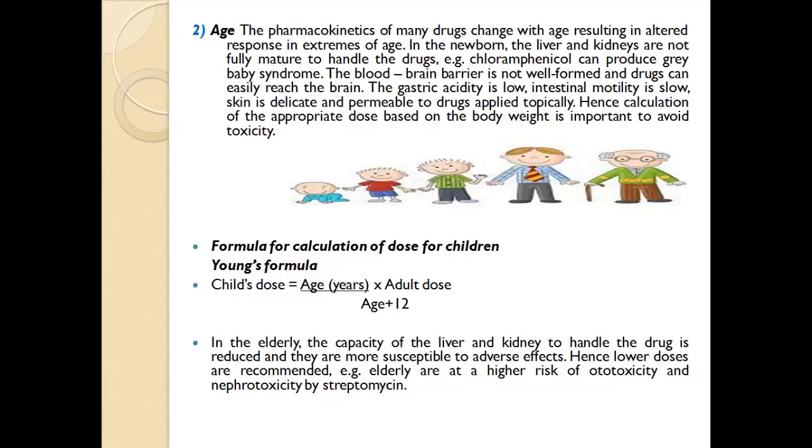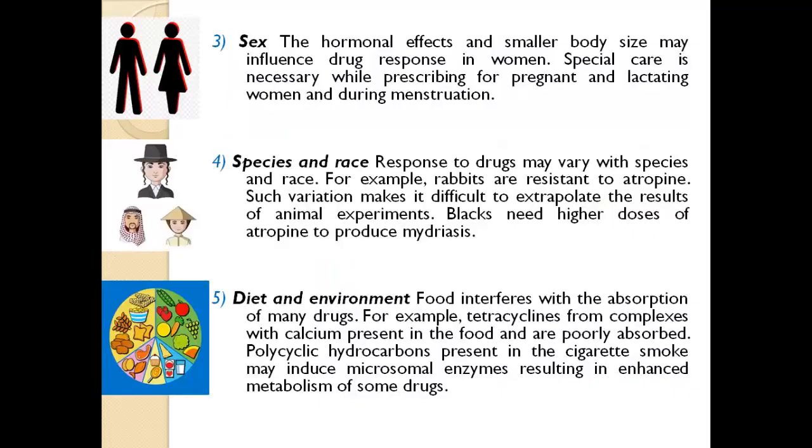In the elderly, the capacity of the liver and kidney to handle the drug is reduced and they are more susceptible to adverse effects. Hence, lower doses are recommended. For example, elderly are at a higher risk of ototoxicity and nephrotoxicity by streptomycin. Next, sex. The hormonal effects and smaller body size may influence the drug response in women. Special care is necessary while prescribing a drug for pregnant and lactating women and during menstruation.